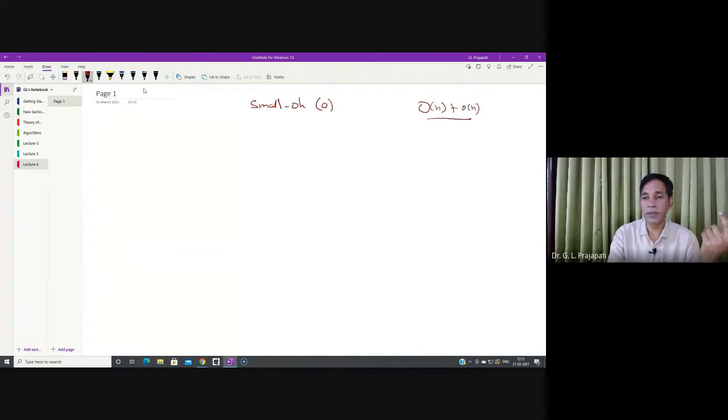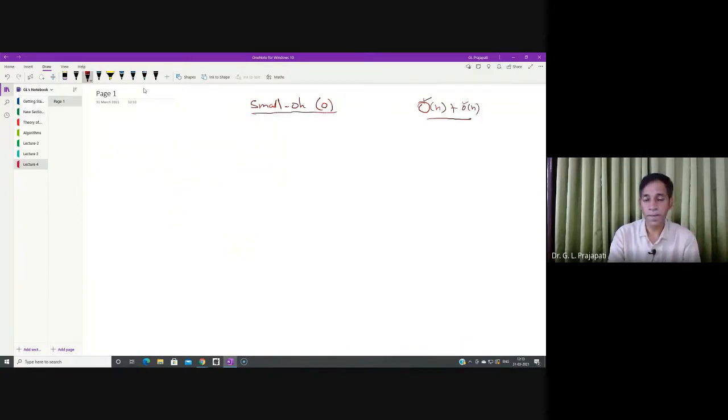Sometimes people may confuse whether this is the small o or the big O. So you can explicitly mention that this is big O of n and this is small o of n, whenever you feel there is a confusion, because we are using a similar symbol for denoting the big O and small o notation.